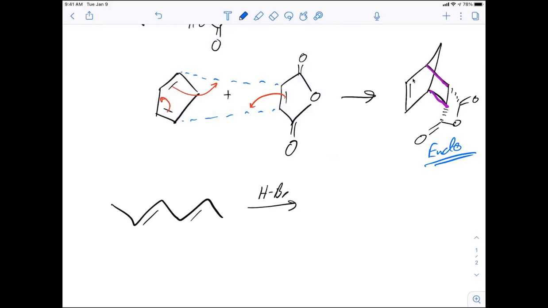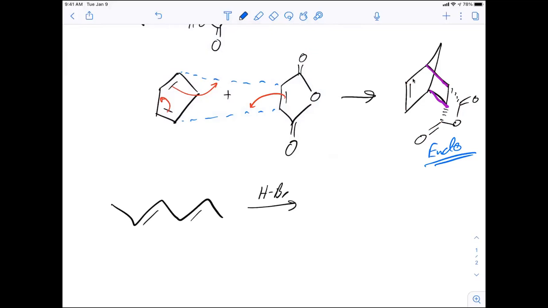Okay, questions about this one? Yes, ma'am. Endo, yes. The transition state is always folded under. And so even in the previous one, endo was the favored transition state. It just didn't show up because it wasn't bicyclic.